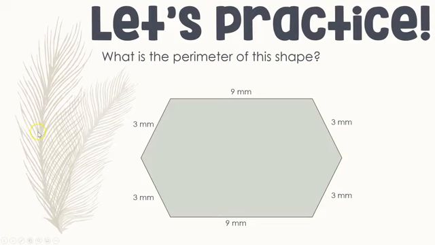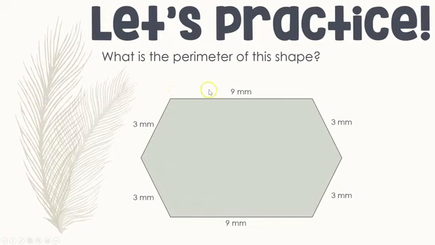What's the perimeter of this shape? Go ahead and pause the video to add all the sides together and figure out the perimeter. Okay, boys and girls, you should have added 9 plus 3 plus 3 plus 9 plus 3 plus 3.